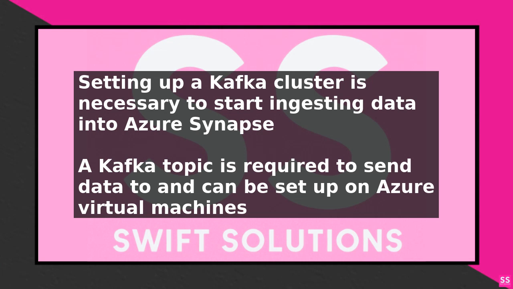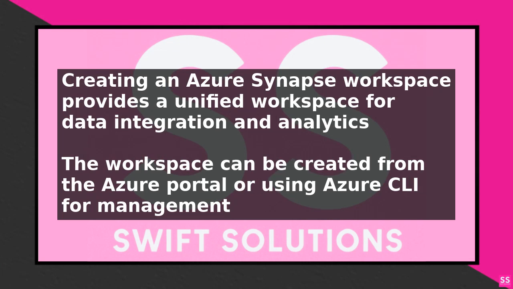Step 4. Creating a dataset. Once you have created the linked service, you need to create a dataset. A dataset represents the data structure of the data you want to ingest from Kafka. You need to specify the data format such as Avro or JSON and the schema of the data.